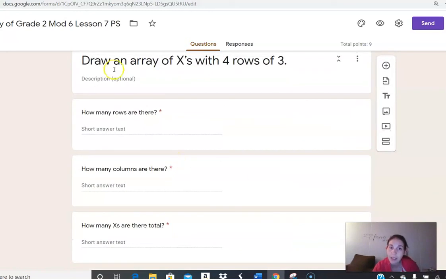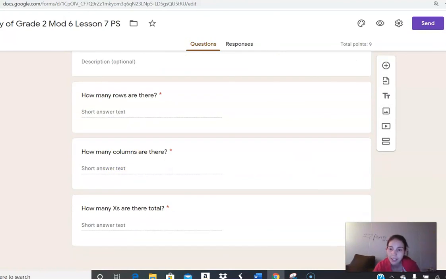And this is the last question. Draw an array of X's with 4 rows of 3. 4 rows of 3. How many rows are there? How many columns are there? How many X's are there total? Make sure you pay attention if they're asking you about rows or columns. Okay?